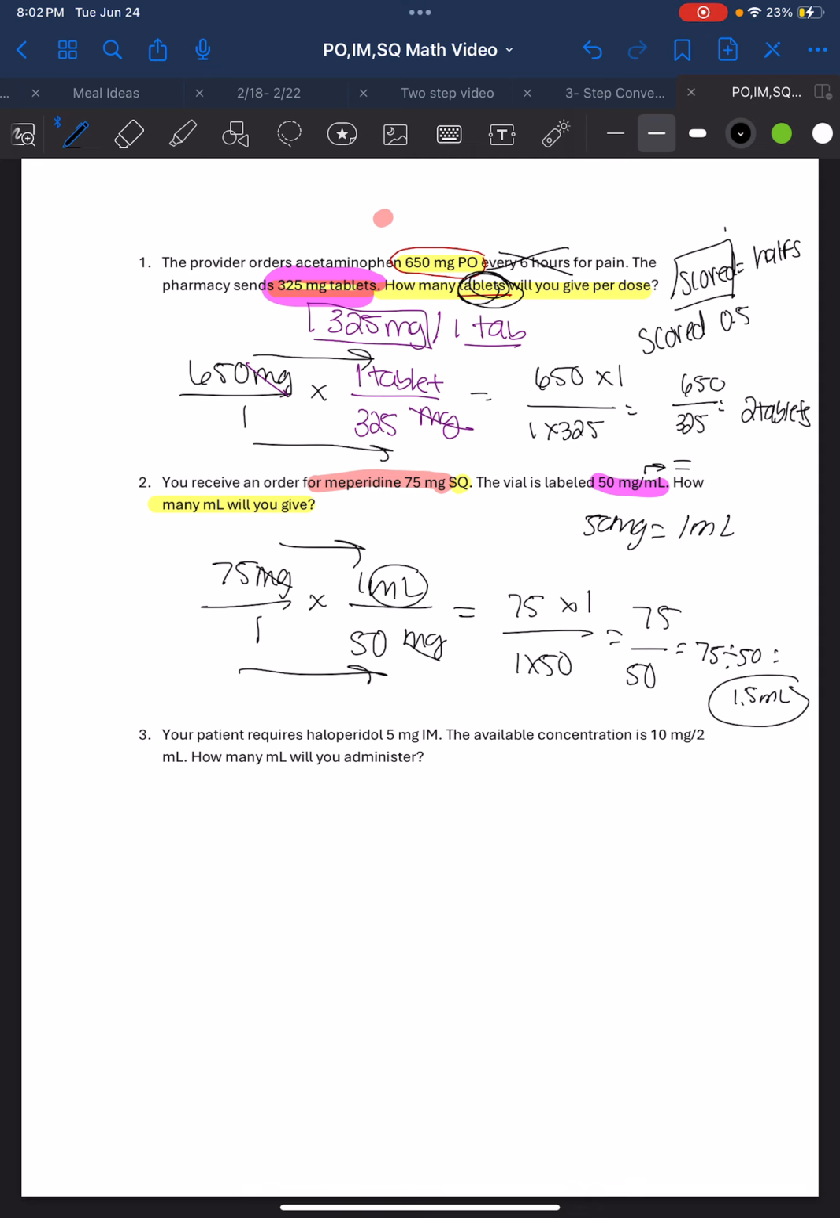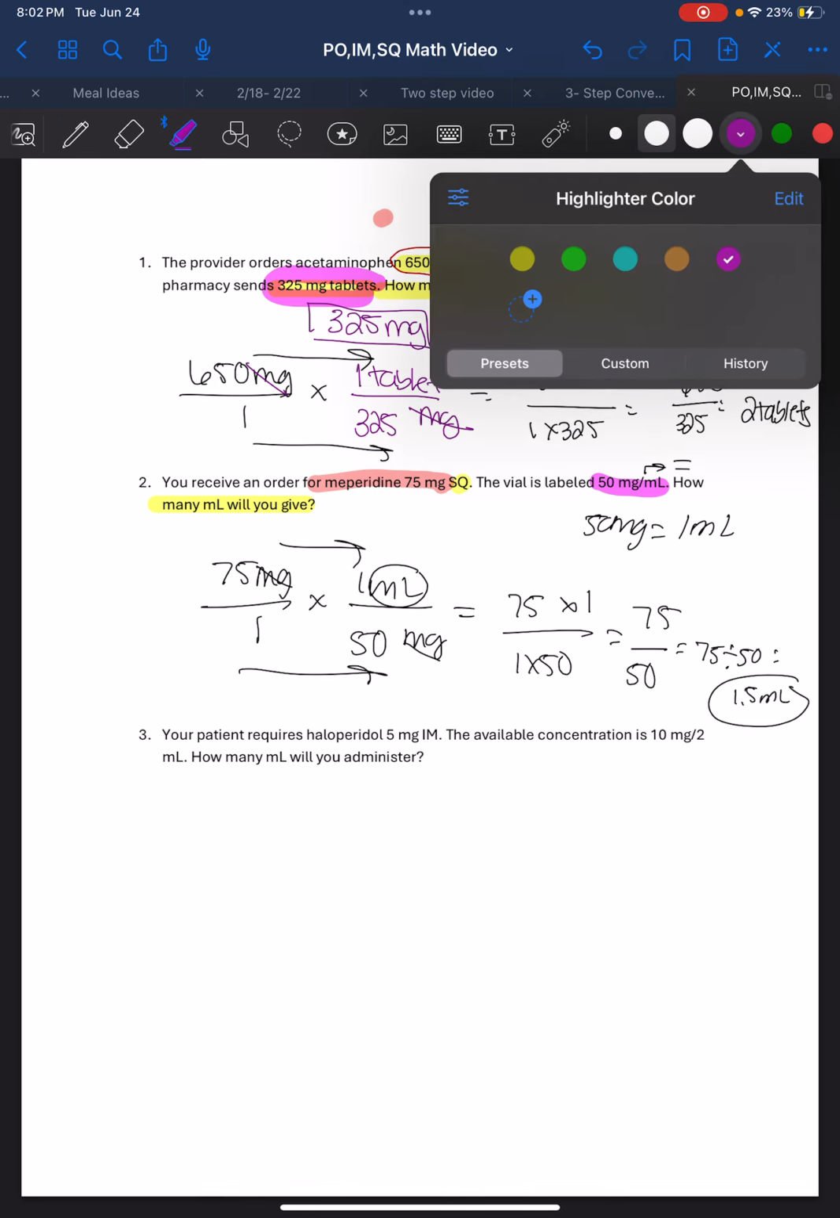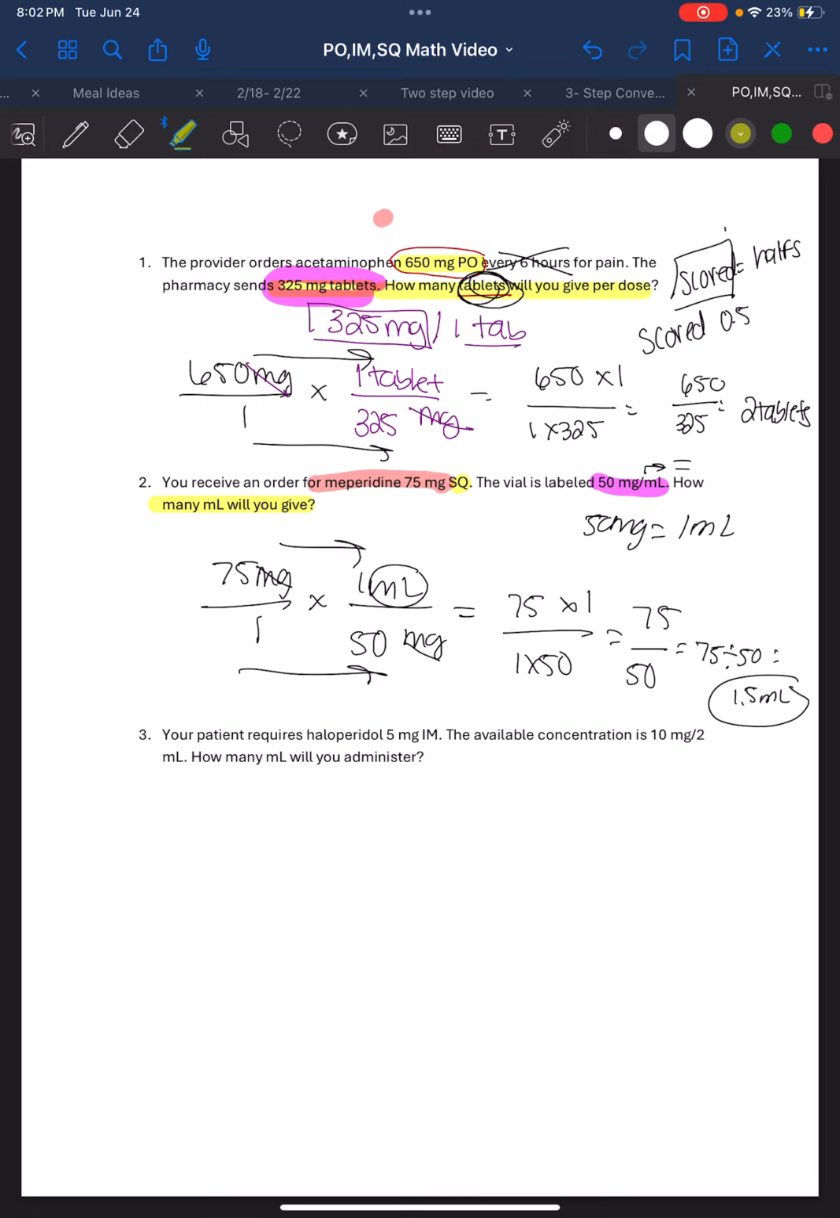All right, the last one is going to be IM. IM is also always going to be in mLs. Let's get our yellow highlighter out to figure out what's important. We're actually going to start with what the question is asking us. The patient requires haloperidol 5 milligrams IM. The available concentration is 10 milligrams for 2 mLs. How many mLs will you administer? So the question is, how many mLs are we going to give? That's what we need to get to.